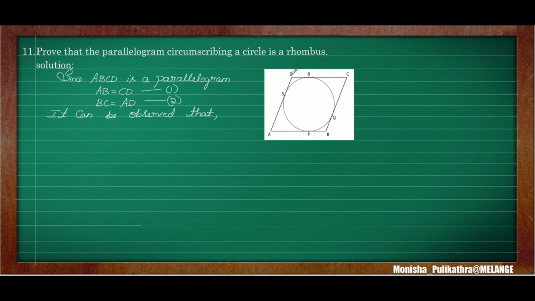here these are the tangents drawn from an external point to the circle. So from the tangent theorem, what happens? All these tangents which are drawn from an external point to the circle are equal, right? So here DR is equal to DS, because tangents drawn from point D.